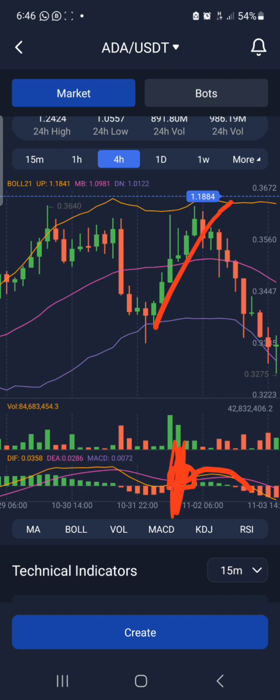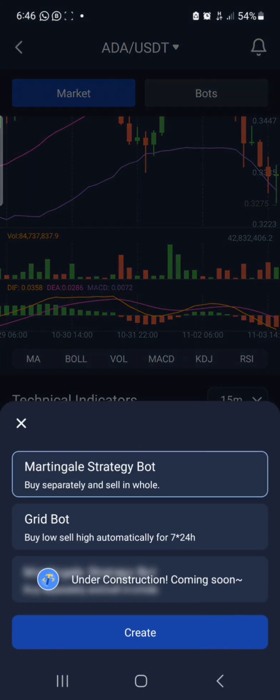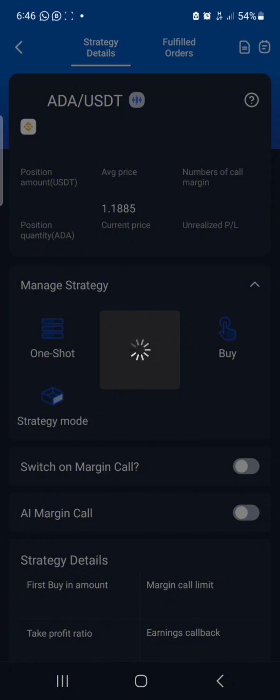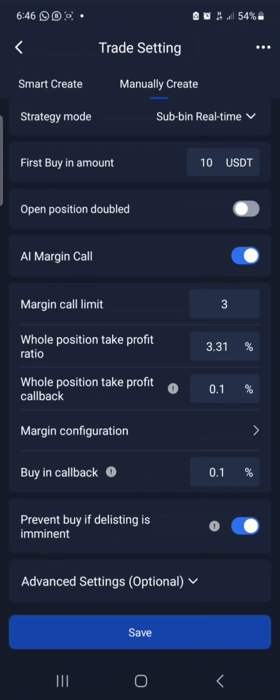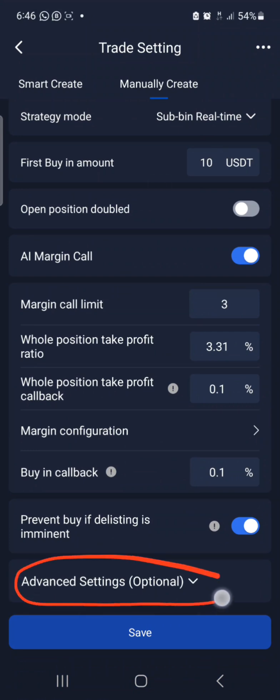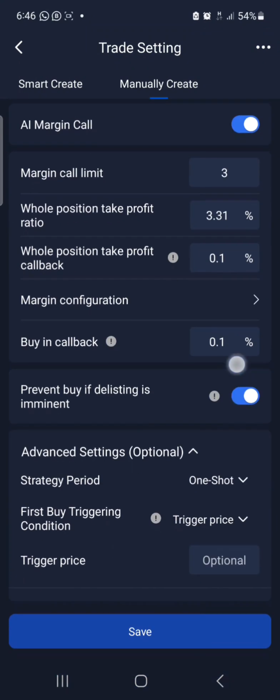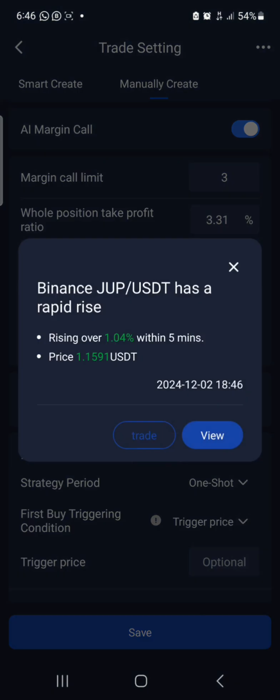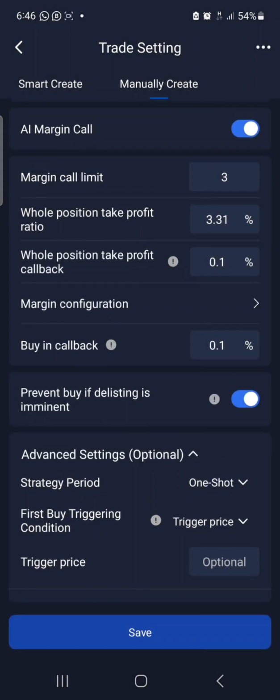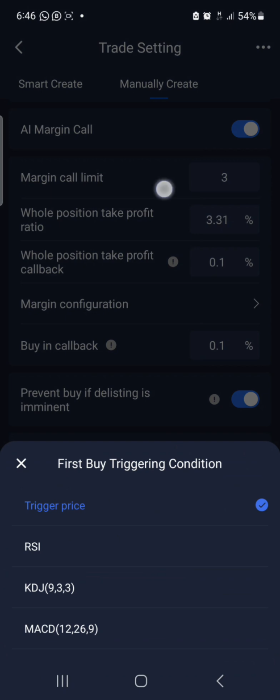Yeah, you'd make money. Let me show you how you can use this MACD in your Royalq to set a trade. So we shall set as usual and then choose manually create as usual. Then we shall tap here on advanced options, and then tap here on trigger price. Forgive the notifications. We are going to choose MACD.